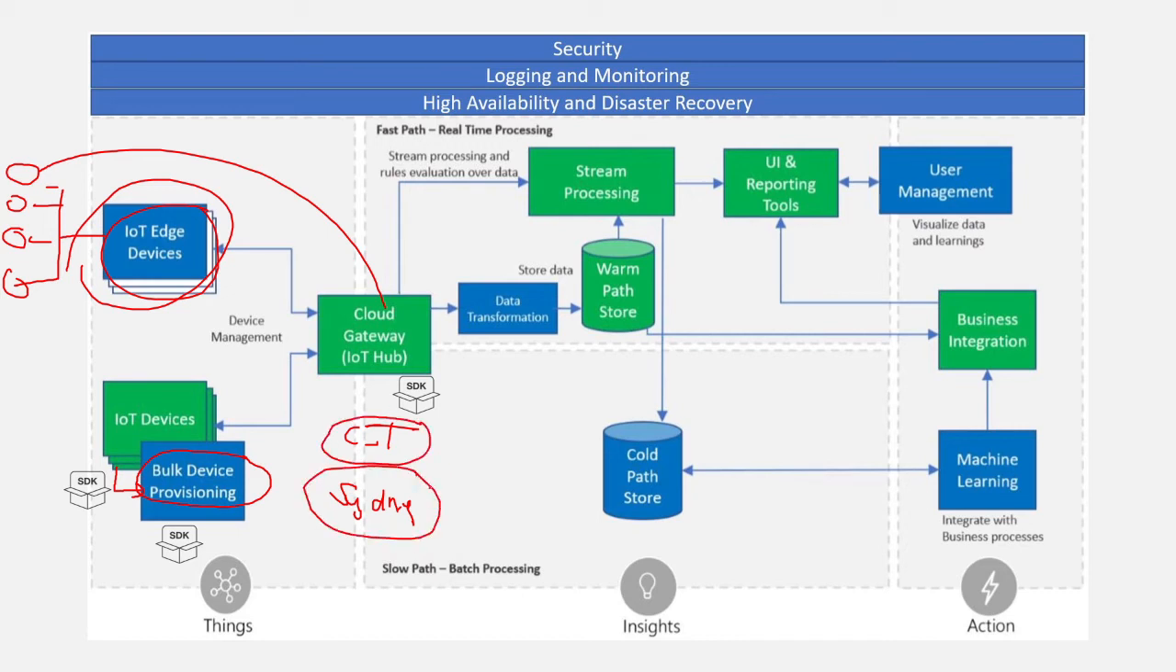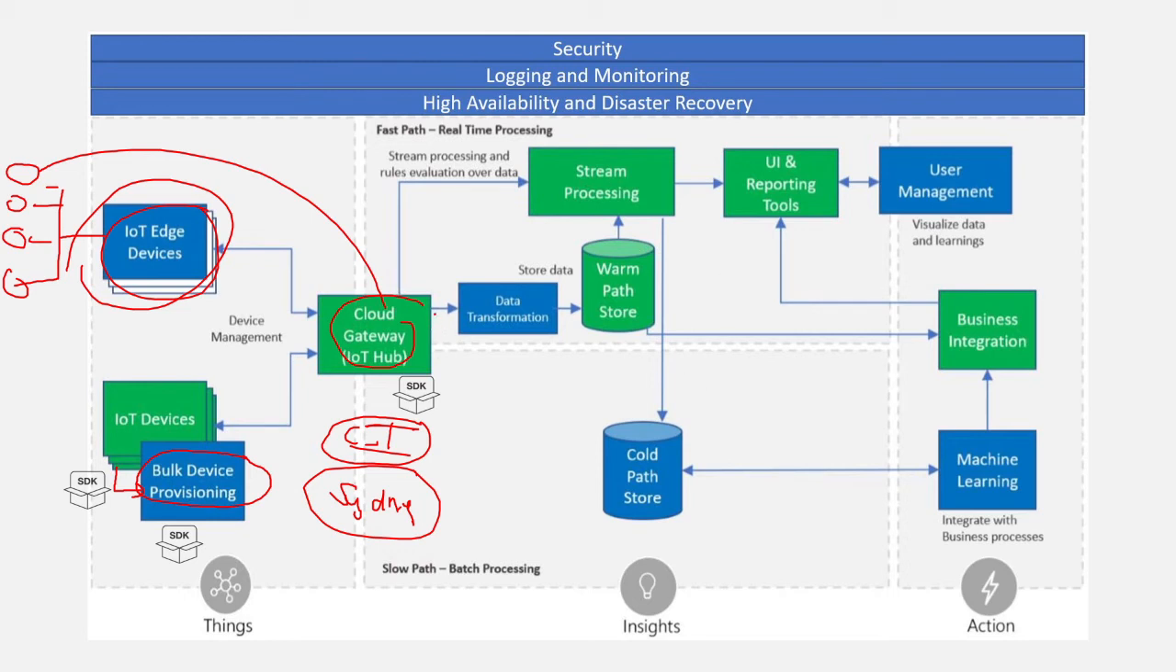So for example, if the container ship rolls into Cape Town Harbor, it will connect to the bulk device provisioning service, which in turn is going to connect it with a cloud gateway in Cape Town, because that's the lowest latency. So the bulk device provisioning service gives you some scalability and almost a load balancing type function for your IoT devices, where you're enrolling many devices over and over and at scale.